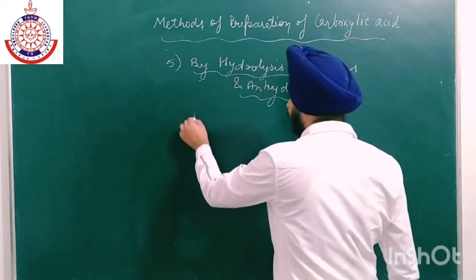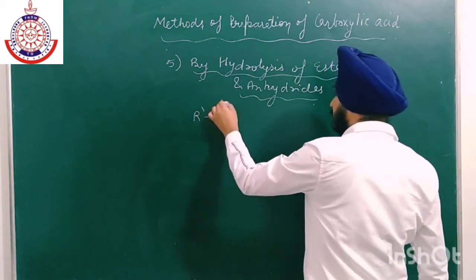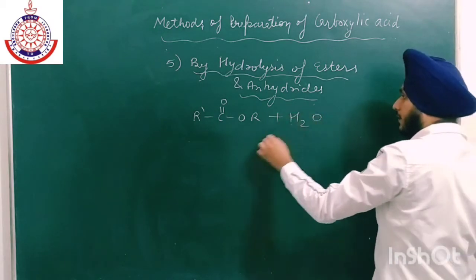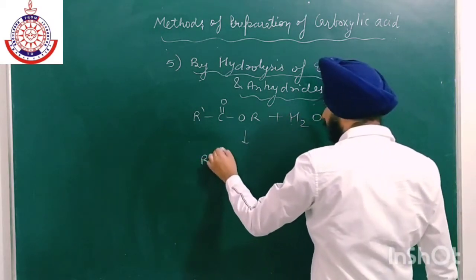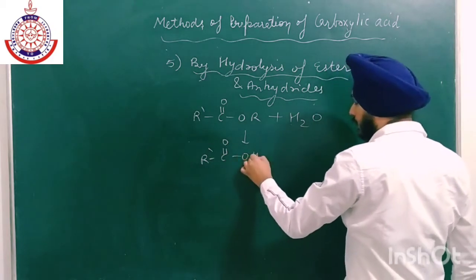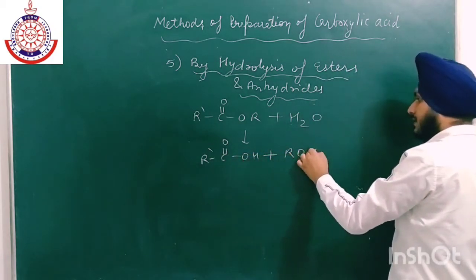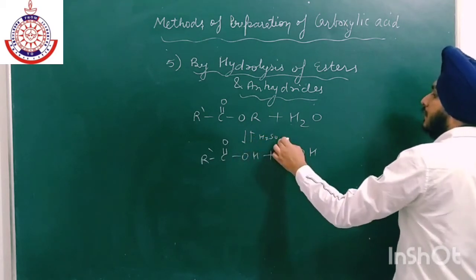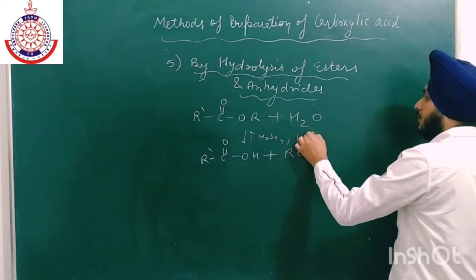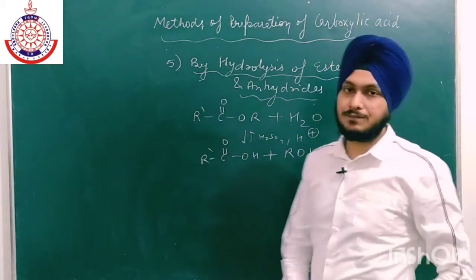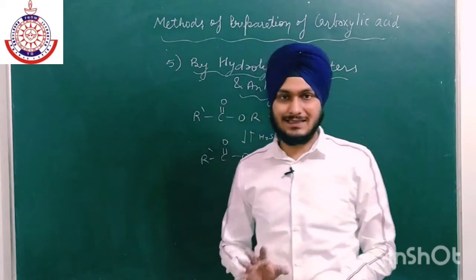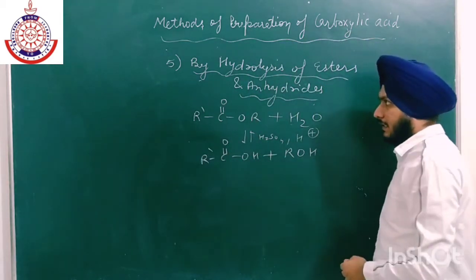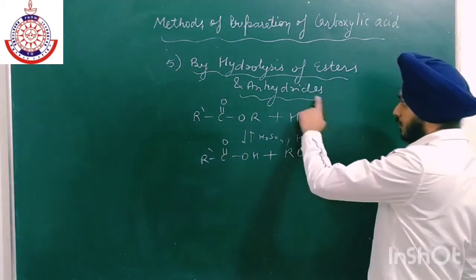Now if we have an ester, for example this is the ester which we are taking, and react it with water, again we will get carboxylic acid and alcohol. Now this reaction is reversible and takes place in acidic medium in presence of H2SO4, or we can also write H positive ion. So this is a reversible reaction, the inverse of the esterification reaction.